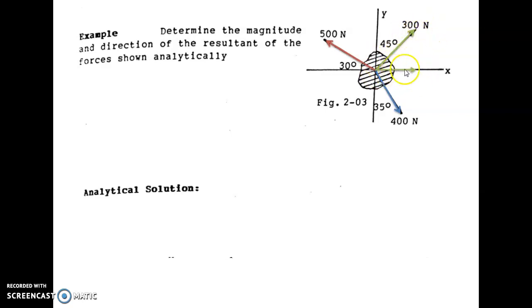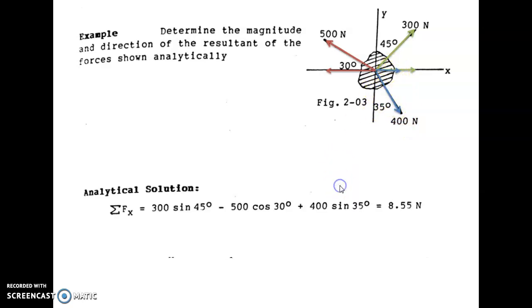So, we have, ayan, yung X component, itong 300. Since nandito yung angle natin na 45, gagamitin natin ay sine. And then, eto, X component ng 500, gagamitin natin is cosine. And this one, yung sa 400 natin, gagamitin natin is sine. So, ito yung magiging sagot natin, no? So, yung 500 cosine 30 is negative dahil tumutok siya sa kaliwa.